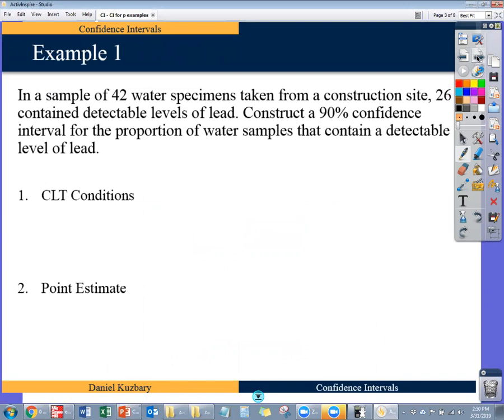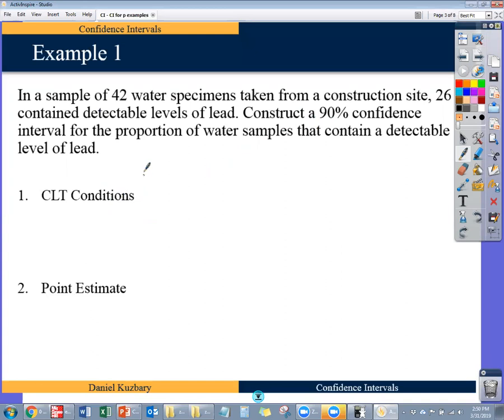So for one, we have a sample of 42 water specimens taken from a construction site, and 26 contain detectable levels of lead. And we're going to construct a 90% confidence interval for the proportion of water samples that contain a detectable level of lead. So let's start by checking the central limit theorem conditions.